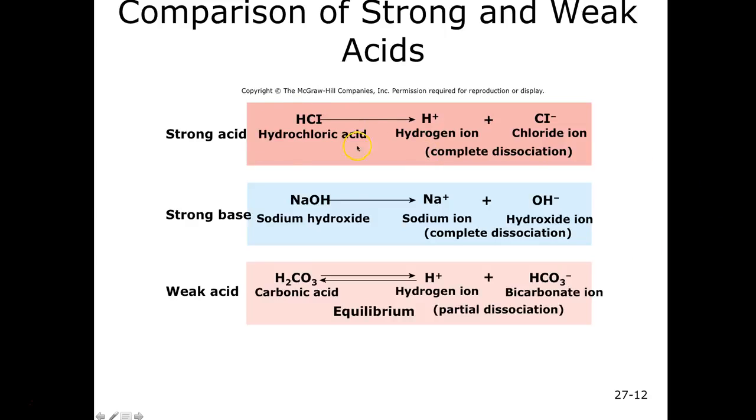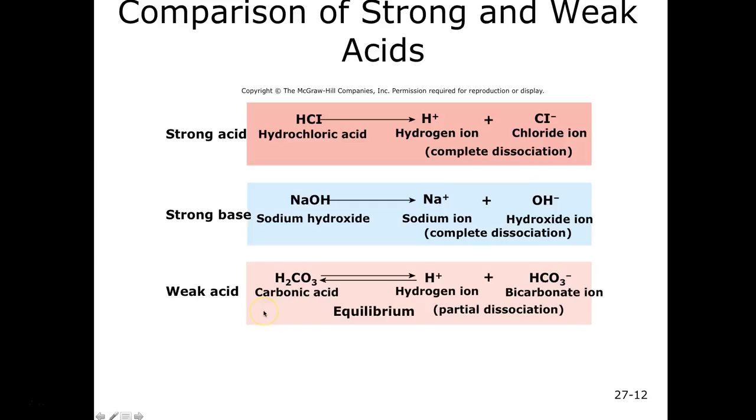So if you have a very strong acid, that means we're going to have complete dissociation of these elements here. So we have our hydrogen ion on its own, and then we have our chloride ion on its own as well. This looks more like an I, but it should be an L. Anyway, if we have a strong base, this means we have complete dissociation here too of our hydroxide ion. So our sodium ion is on its own, hydroxide ion is on its own.